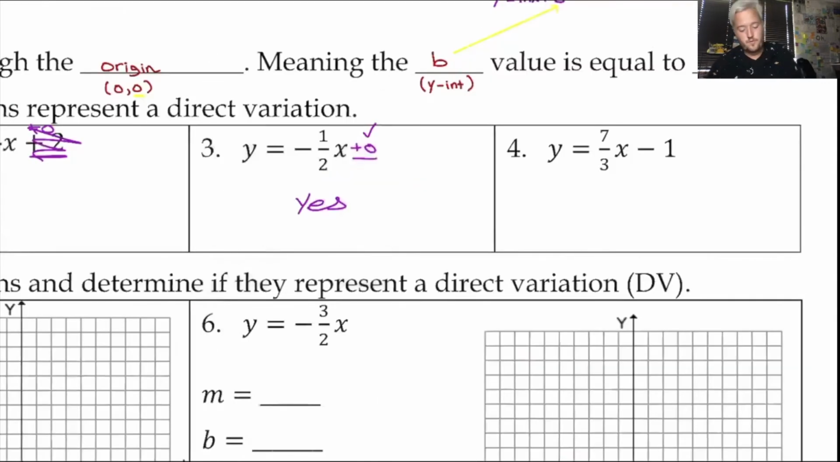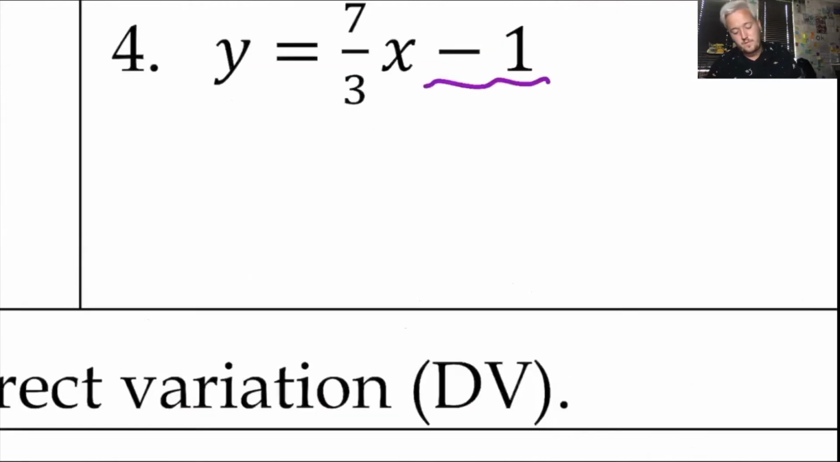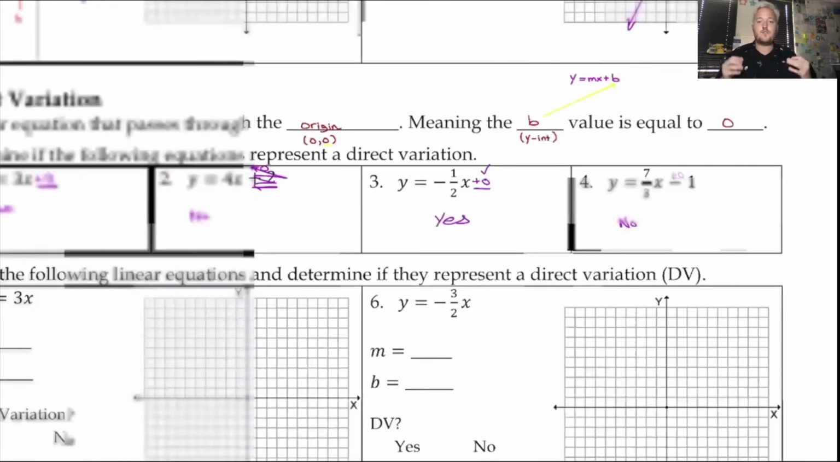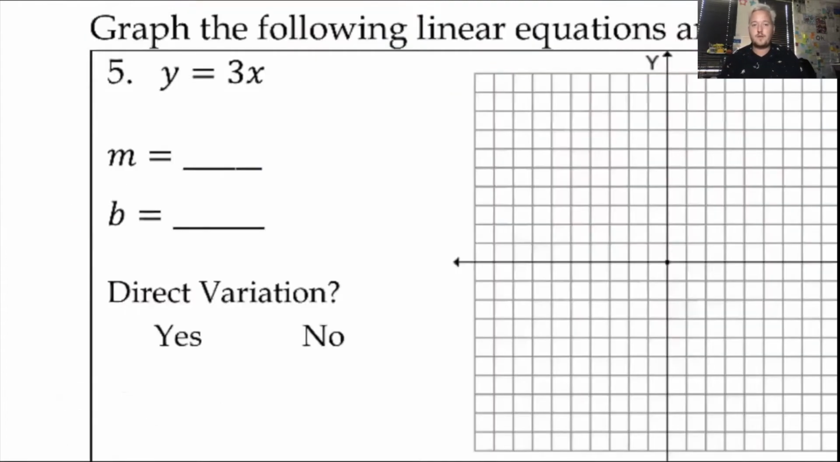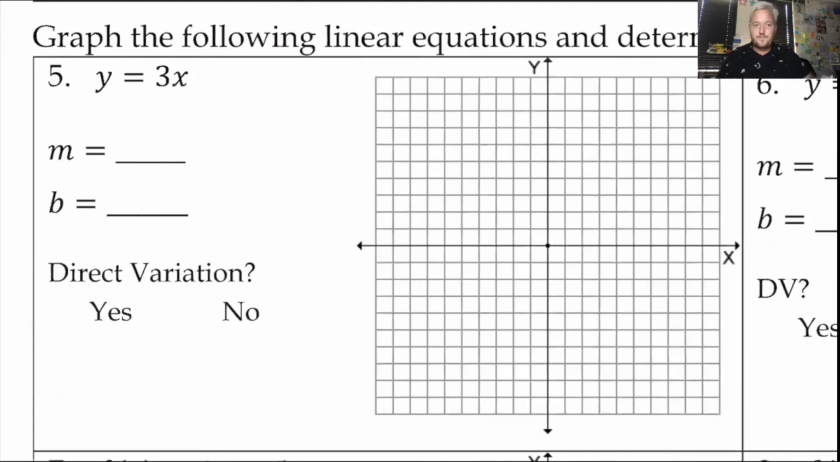And then over here, number 4, we have a b value of -1, which means it's not 0, which means this is not a direct variation equation. So remember, it just has to have a b value of 0. It has to pass through the origin. So we're doing the exact same thing that we've been doing. We're just adding a slight extra step to it.